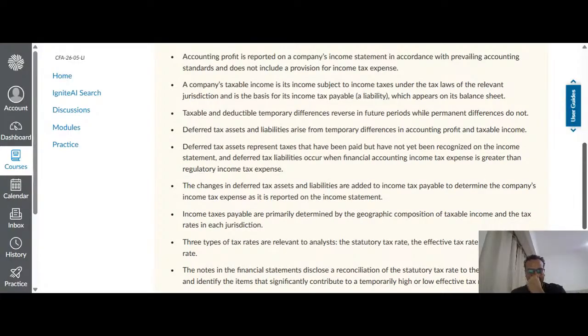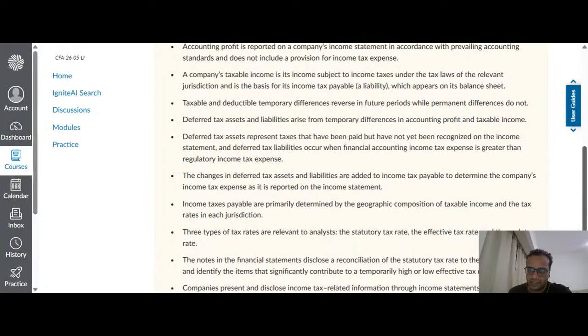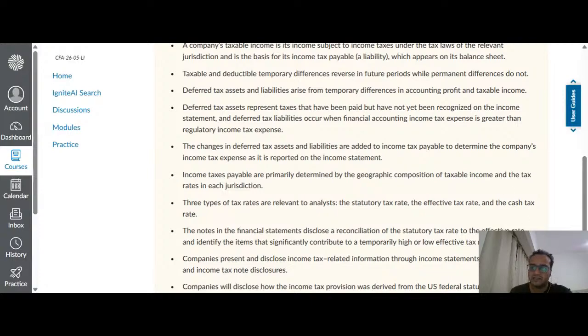Three types of tax rates are relevant to analysis: statutory tax rate, effective tax rate, and cash tax rate. The actual amount of cash tax outflow, which appears in your cash flows after the income from operating activities, is considered the cash tax rate. The statutory rate of that jurisdiction is the statutory tax rate, and your current tax plus deferred tax divided by PBT is your effective tax rate.